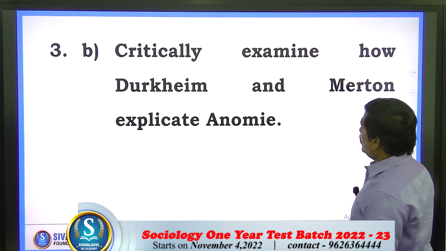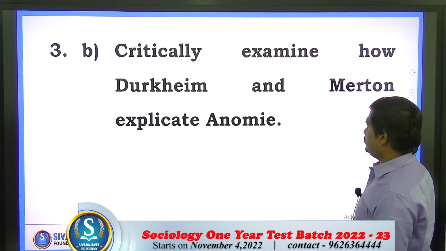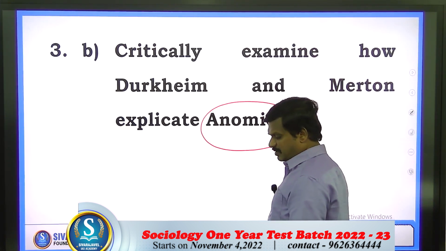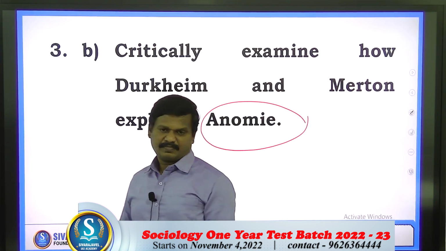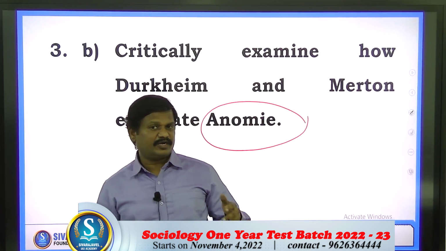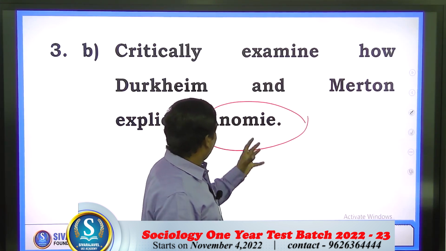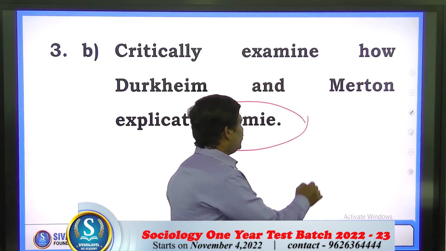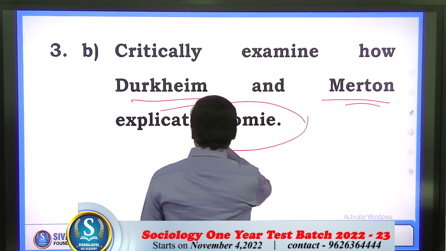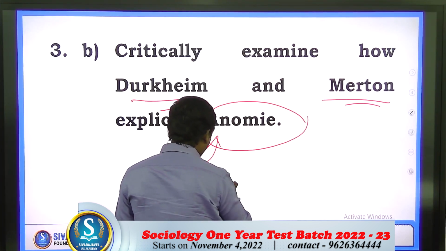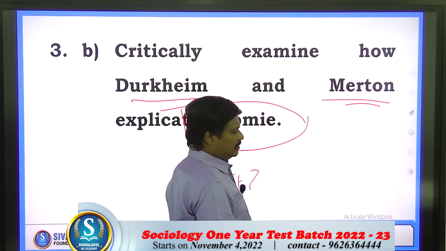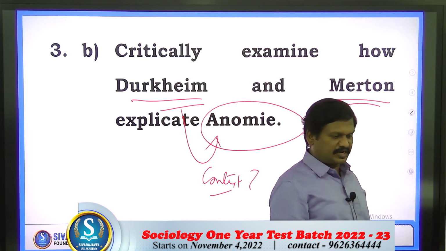Critically examine how Durkheim and Merton explicate anomie. Very repeated question again. See, I told you that this paper is a very simple paper, except for fact versus information versus data. It's relatively very simple paper. Anomie. Merton took his clue only from Durkheim. Durkheim writes about anomie, the context where he is writing. Both of them write about the crisis of modernity.